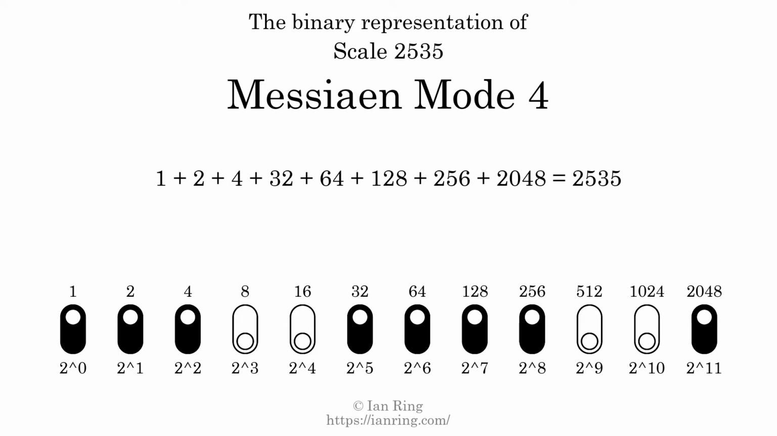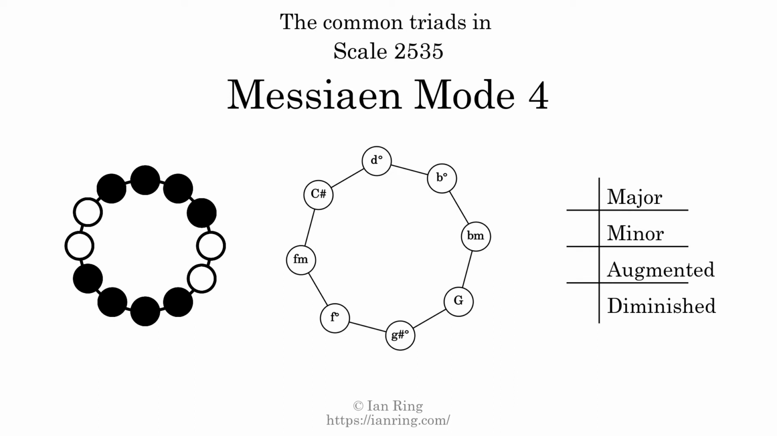2535. The scale number not only enumerates the scale with a unique index, but it also literally describes the tonal content of the scale. Represented as a binary number in base 2, the scale number is 1001111000111. Here are the common triads present in this scale.